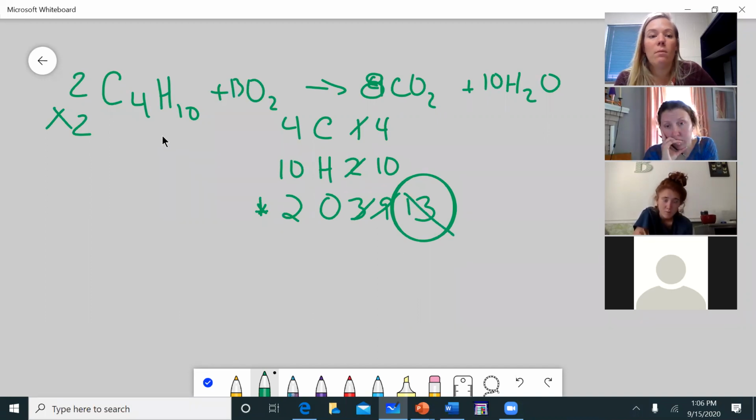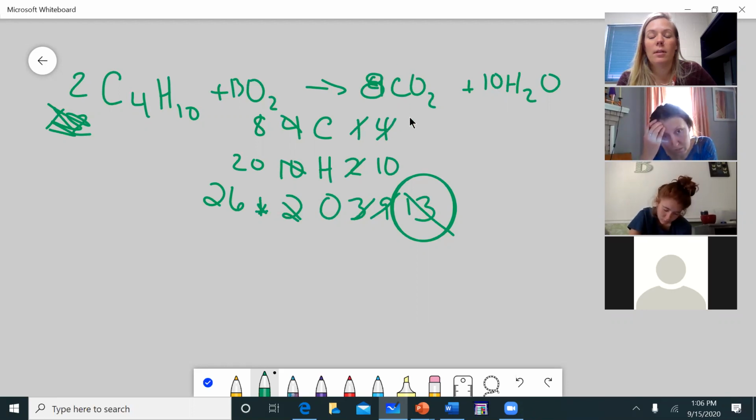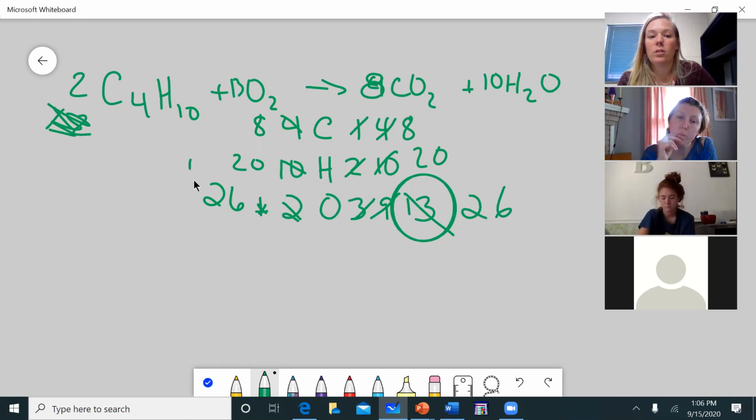So let's count them up and make sure that it worked out. So I have 8 carbons, I have 20 hydrogens, and I should have 26 oxygens. On this side, I have 8 carbons, I have 20 hydrogens, and I have 16 plus the 10 is the 26 oxygens. So we are balanced there.